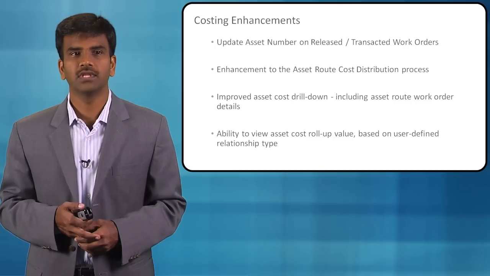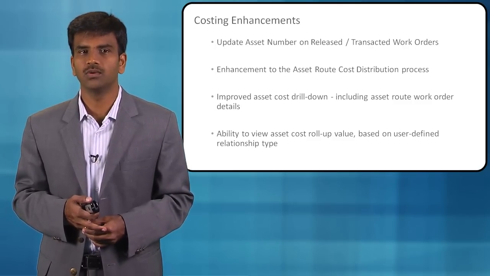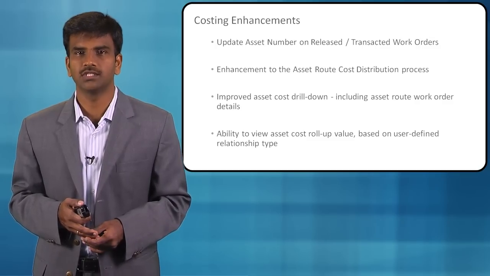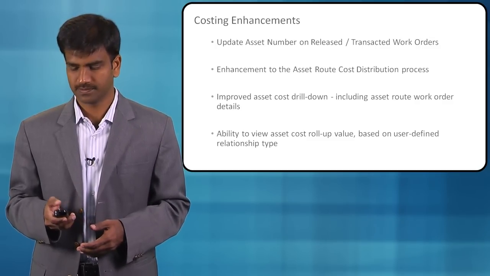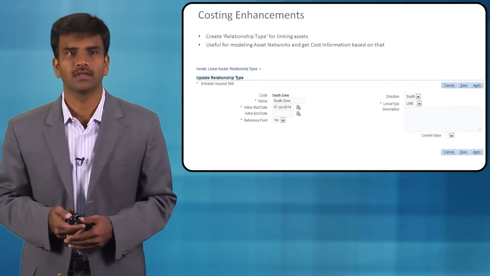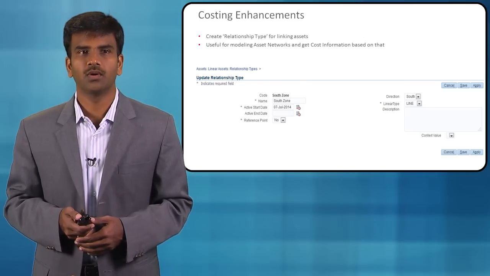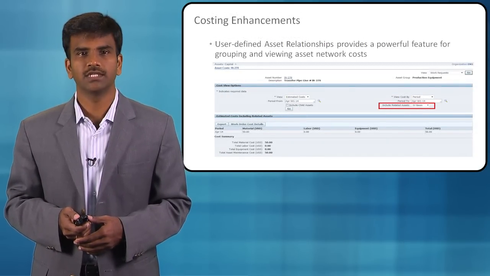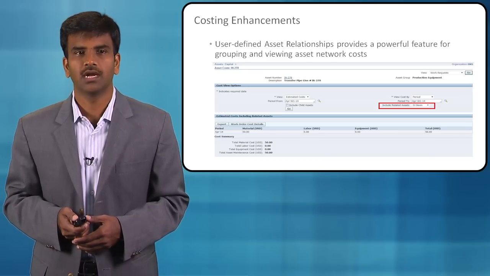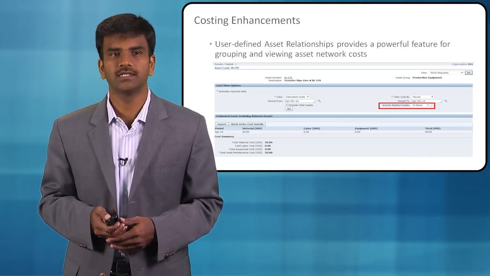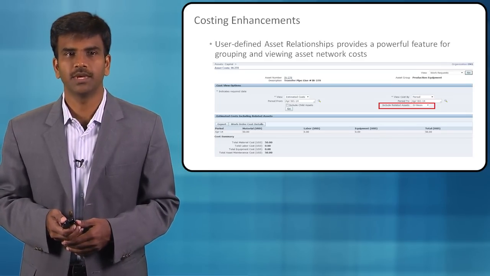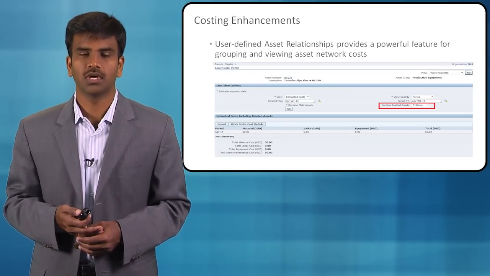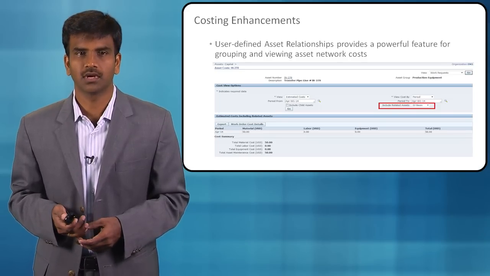And also we will be having the ability to view the asset cost roll-up value based on the user defined relationship that a planner can create and attach to any network of assets. This screenshot shows how we define the relationship and how we can view that particular relationship in the asset cost drill down. Currently we support only the parent-child relationship for asset cost roll-up, but using this new feature, we will be able to view even the relationship based costing roll-up.